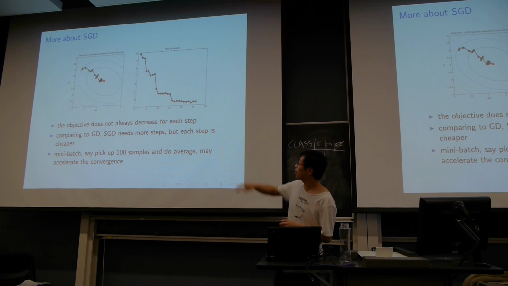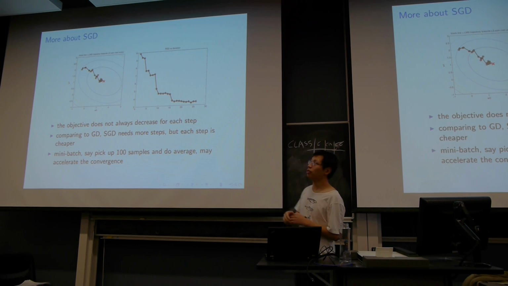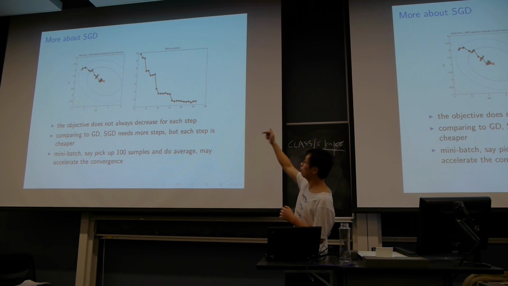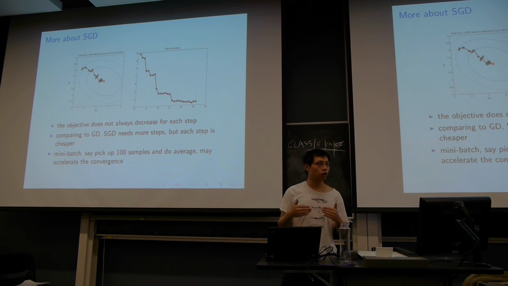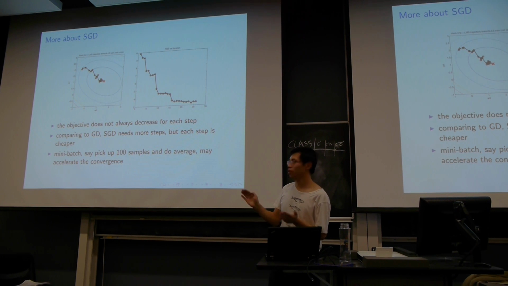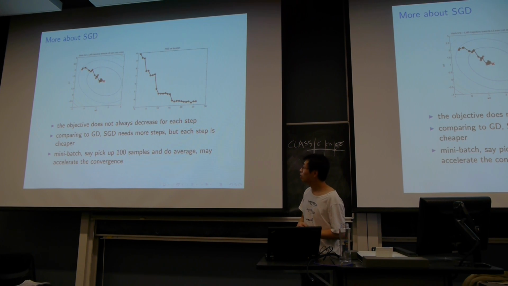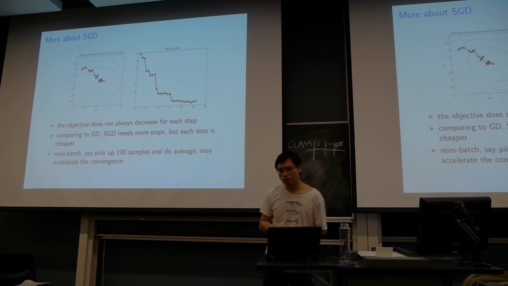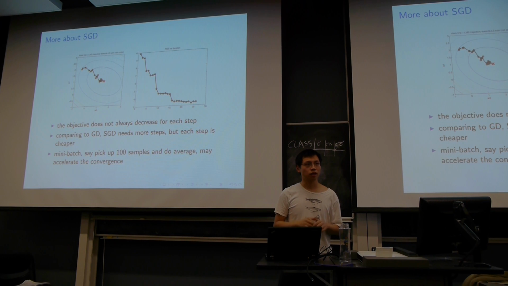And the right side is the steps versus the objective value. You can see that there are 1, 2, 3, 4, 5 steps that decrease the objective value significantly. But in most cases, the progress is little. So why? Because the data is quite noisy.